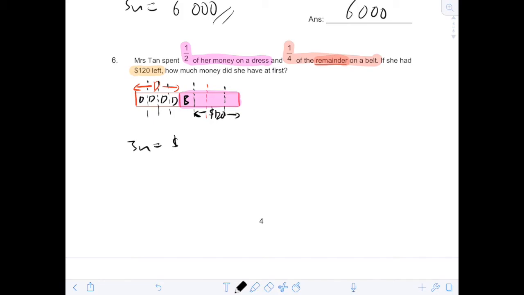So here we get 3 units equals to 120. 1 unit will therefore be equals to 40. And you want to find how much money she had at first, so you've got to find the total, which is now 8 units. 8 units will therefore be equals to 3,200. Alright, as easy as that.